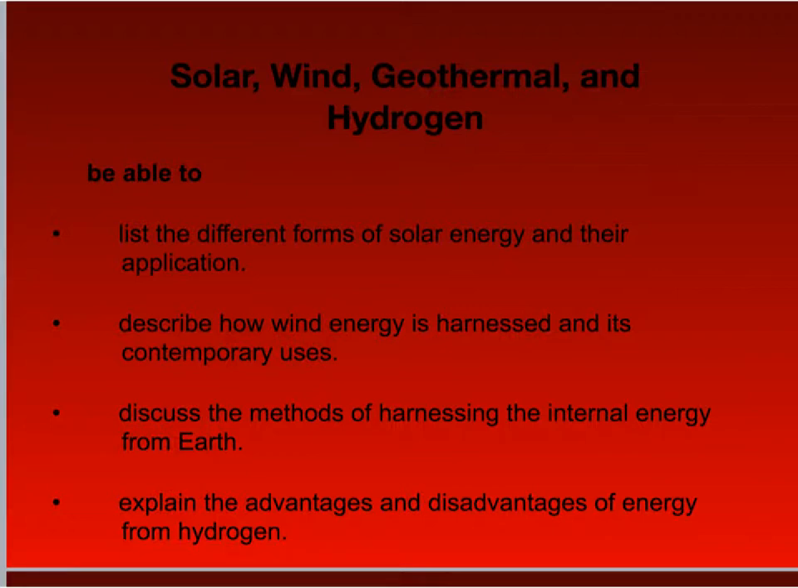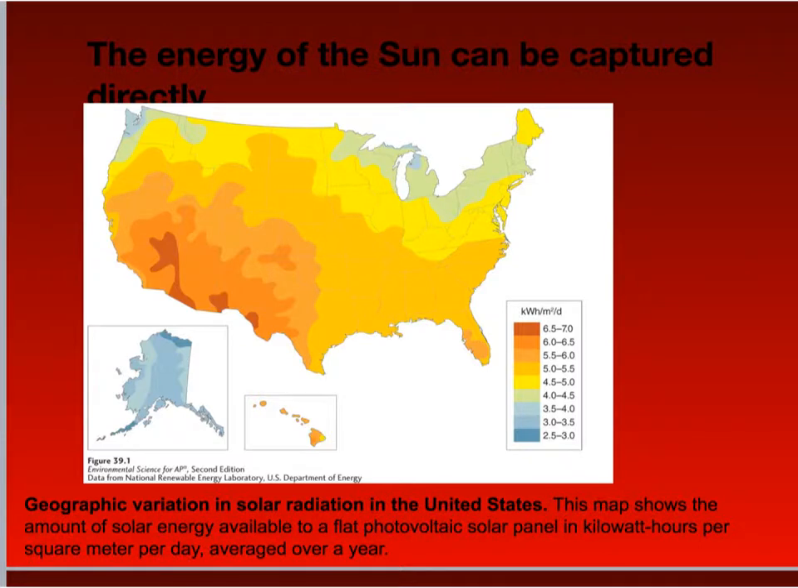Energy from the sun can be captured directly. In addition to driving the natural cycles of water and air movement that we tap in as energy sources, the sun also provides energy pretty much directly. Every day, Earth is bathed in solar radiation, an almost limitless source of energy. The amount of solar energy available in a particular place varies with cloudiness, time of day, and season.